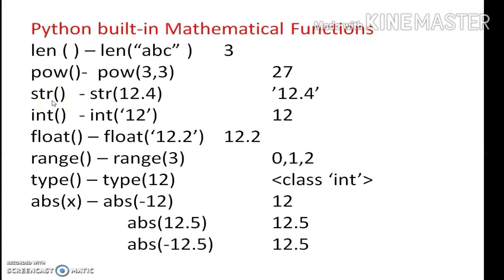Next one, str. str converts a number to a string. For example, str of 12.4 converts this number to a string, that's why it has single quotes. Next one, int. int converts an integer-convertible string to an integer.